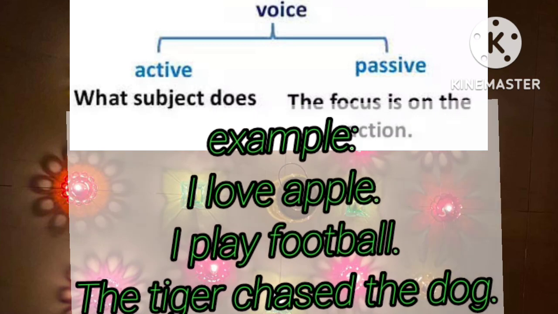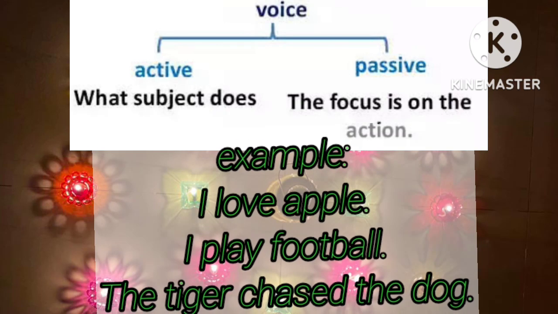Now, let's take an example. I love apple. Another example, the tiger chased the dog. I play football. These sentences are in active voice. The structure of active voice is subject plus verb plus object. I love apple: I is subject, love is verb and apple is object. The tiger chased the dog: the tiger is subject, chased is verb and the dog is object.